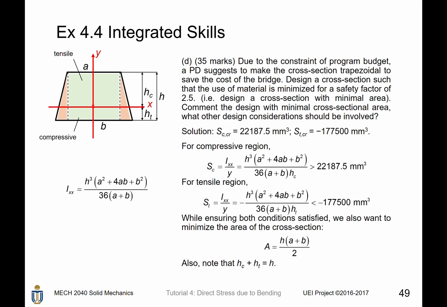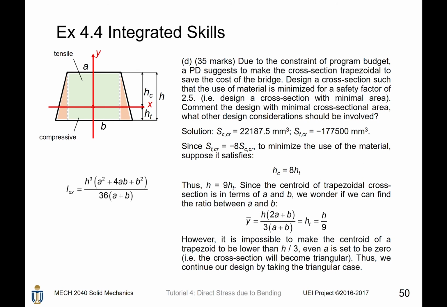Now, we have to satisfy both conditions. We also want to minimize the area of the cross-section. Besides, according to this diagram, we know that HC plus HT equals H. That is, the height of the compressive region plus the height of the tensile region equals the height of the entire trapezoid. Since the critical section moduli required in the tensile and compressive regions are related by the 8 times relationship, to minimize the use of material, suppose this trapezoid satisfies HC equals 8HT, that is, the height of the compressive region is 8 times that of the tensile region.